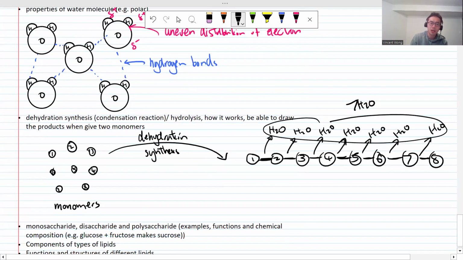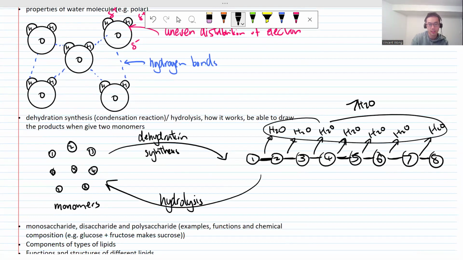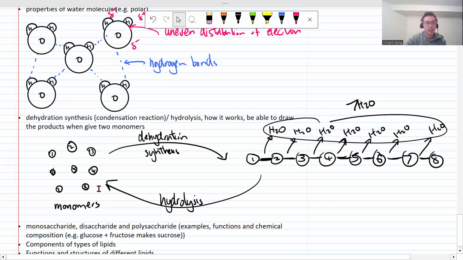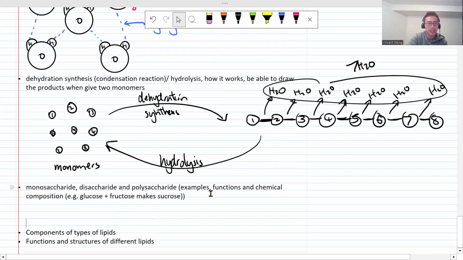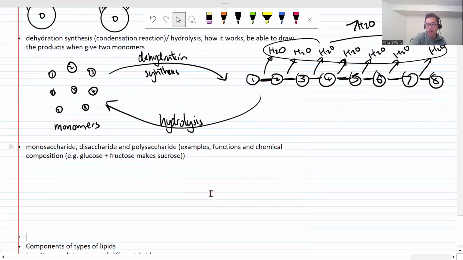If you want to break the polymer back into the monomers, then we're going to add water, and that is called hydrolysis. Hydrolysis. You're going to add individual water molecules between the circles, and then you're going to break the bond, and you're going to be able to release the monomers back. Okay.